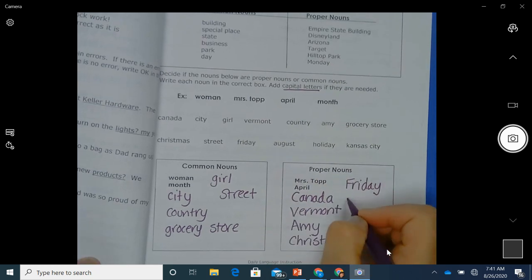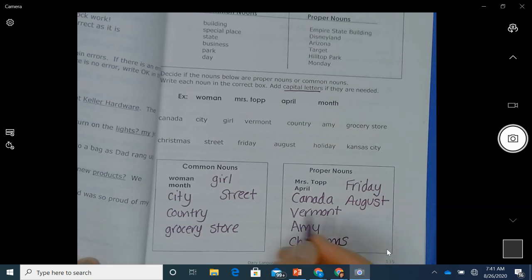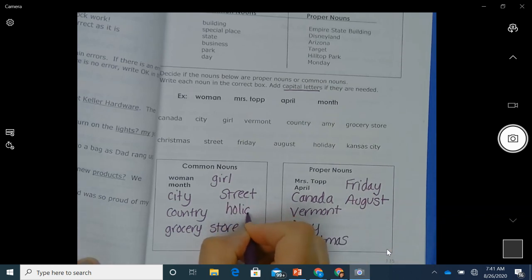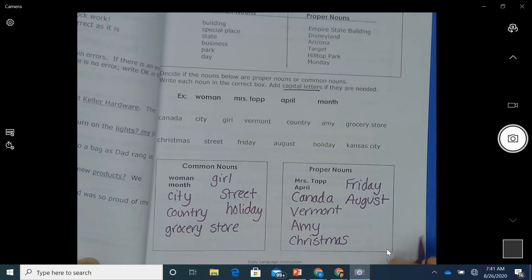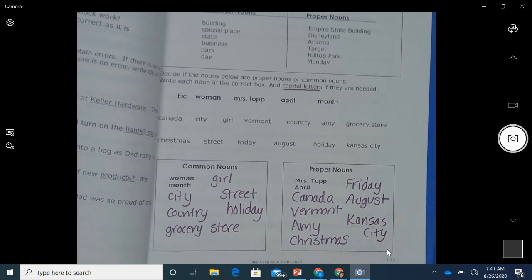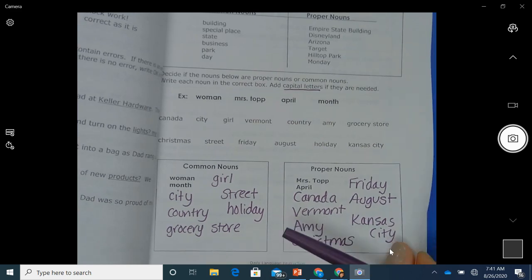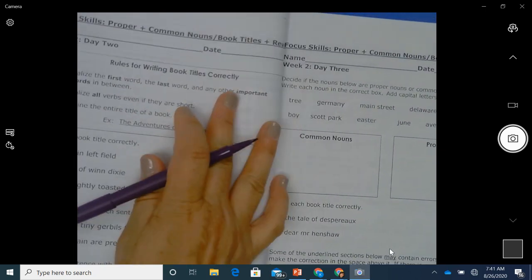August is the name of the month, so that's capitalized and it's in proper nouns. Holiday, no capital, it's a common noun. And Kansas City, of course, is a proper noun. So hopefully you got those all correct. And actually, city is capitalized because we say Kansas City, so they're both capitalized. Okay, so then we're going to go to day 2 because you should have finished that as well.